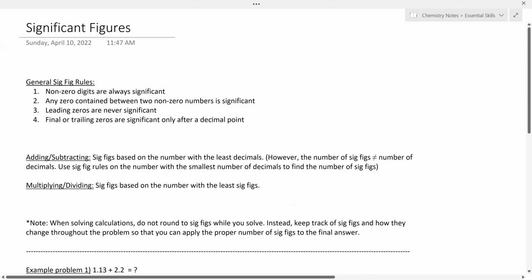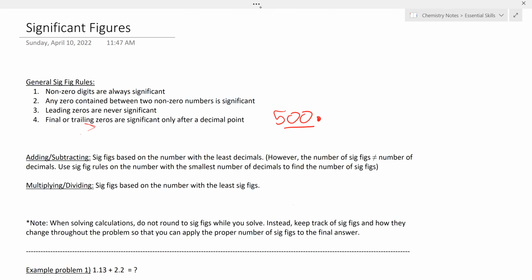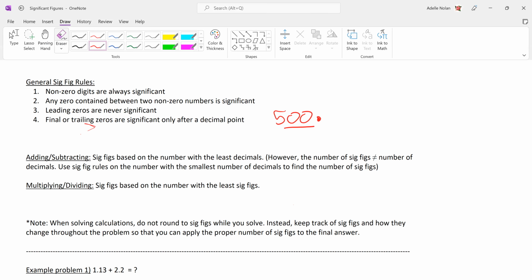Okay. Any 0 contained, oh, wait, no. We're on number 4. Okay, so final or trailing zeros are significant only after a decimal point. So, that can be pretty important. And we're going to go into that in our example problems. But if you have 500, these zeros are not significant until you put a decimal here. Then they become significant. And that's what this is talking about.